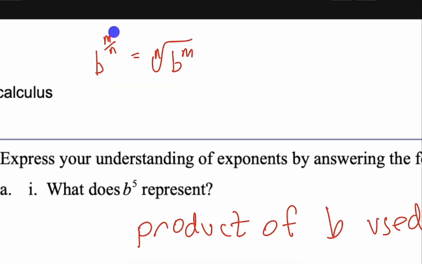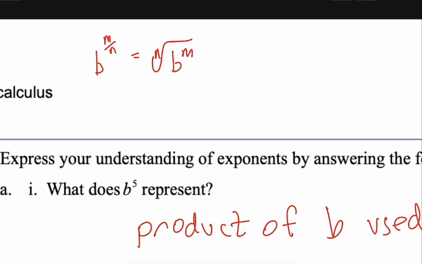Okay, so let me remind you one more time. The numerator acts like a power. The denominator becomes our index. If our denominator is a 2, you don't have to write it, but you can. It doesn't hurt a darn thing. Hopefully that at least helps you see how those go back and forth.